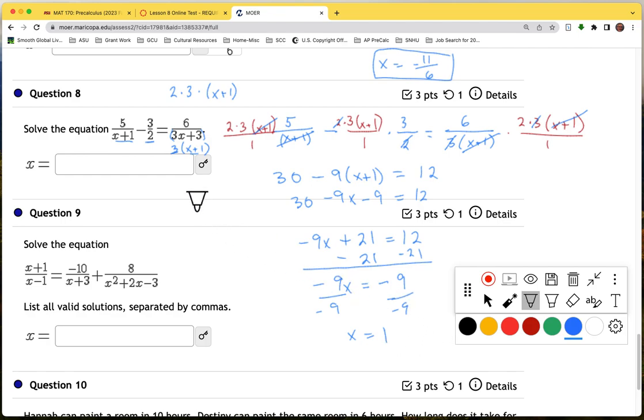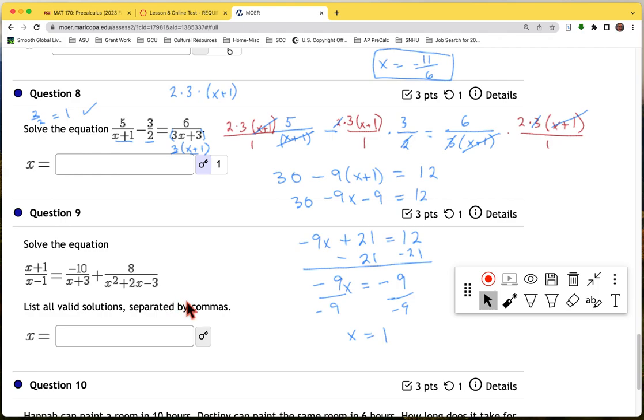Wow. And if you plug positive 1 back up here, 1 plus 1 is 2, 5 halves minus 3 halves is going to be 2 halves. If you put in a 1 here, you get 3 plus 3, which is 6, which is 1. 2 over 2 is 1. 1 equals 1. It checks. Okay, cool. So 1 is our answer. And we'll just do a quick check here.